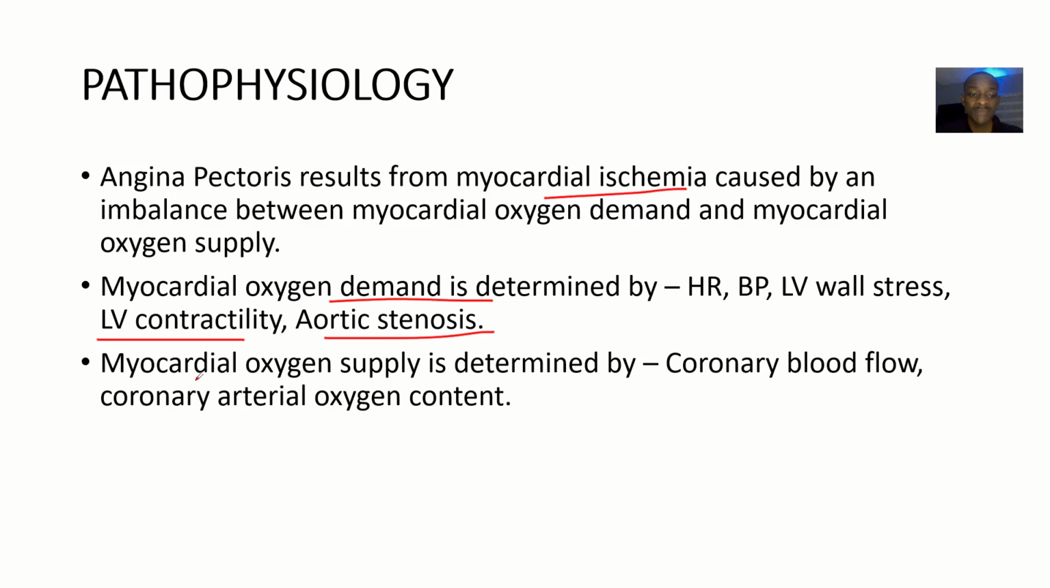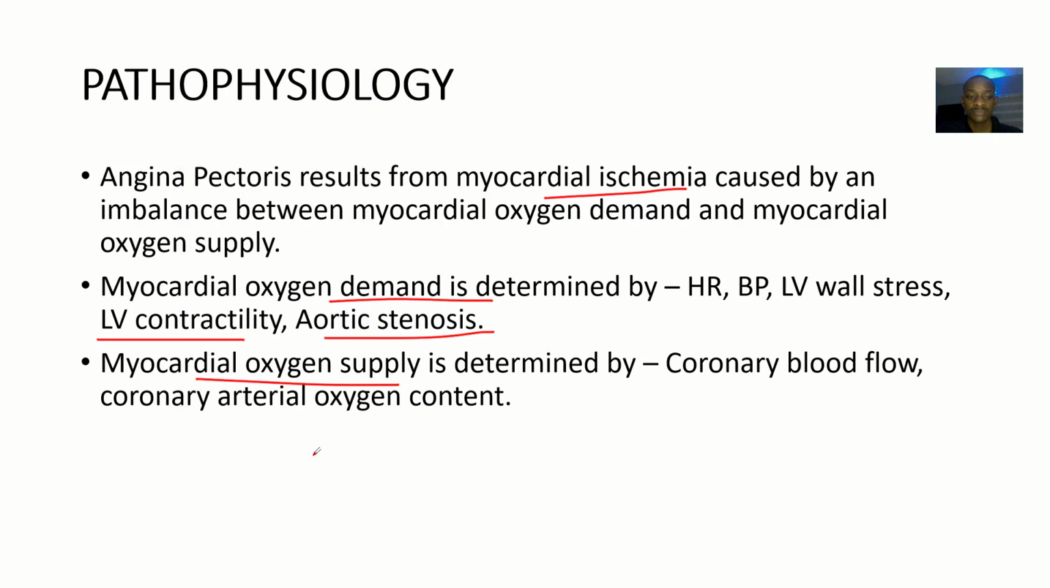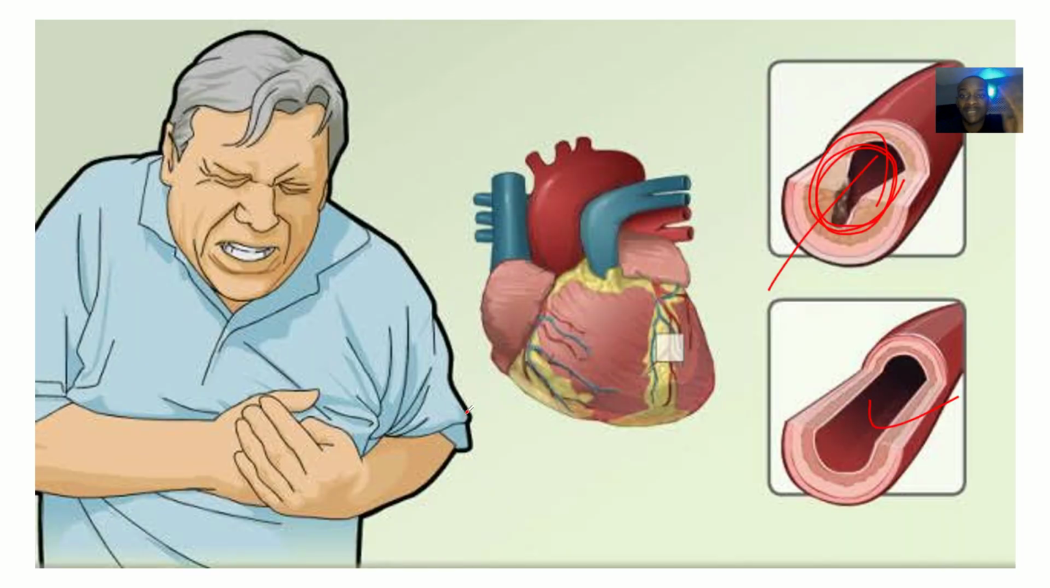So this myocardial oxygen supply is determined. We have spoken about the demand, the things that will cause the oxygen demand to go up. For the oxygen supply, it is determined by what? Coronary artery blood flow, then coronary arterial oxygen content. Okay, so I think this is basically the pathophysiology. You're talking about things that actually cause this problem.